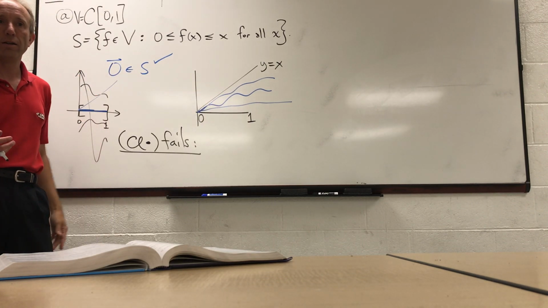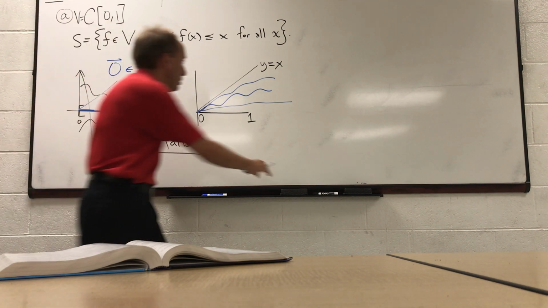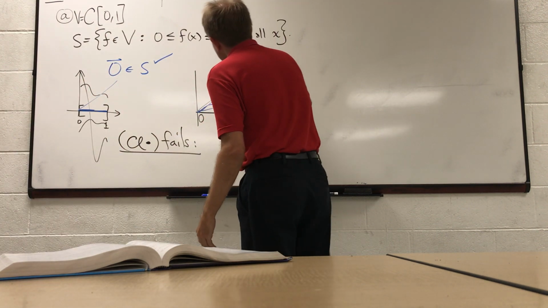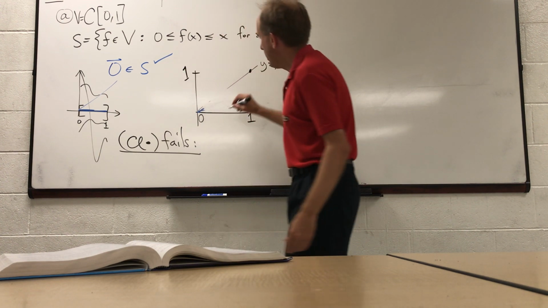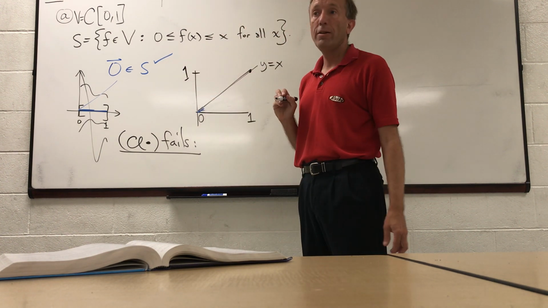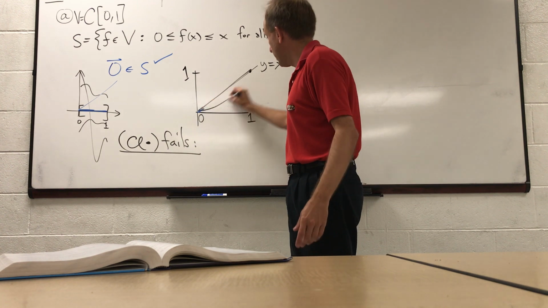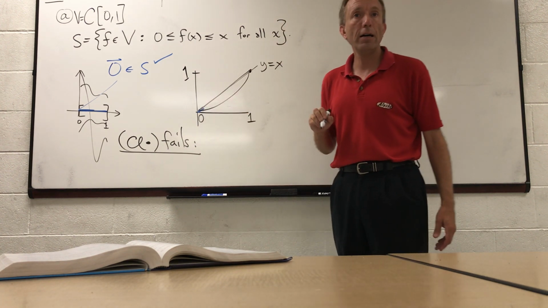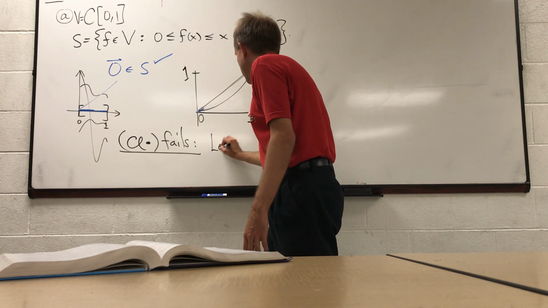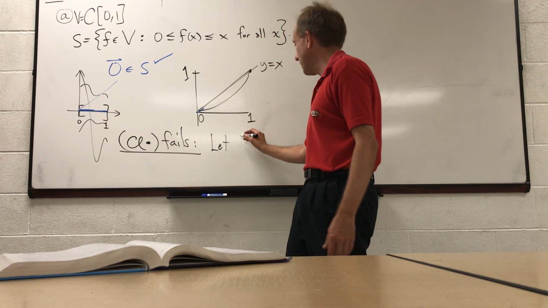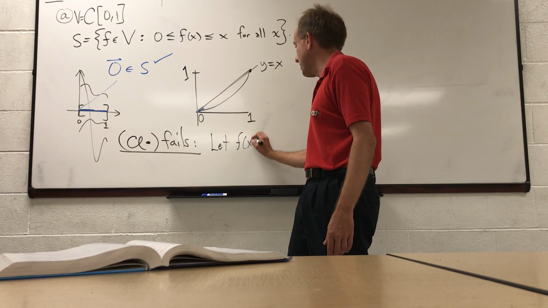X squared. Are you going to just do y equals x? We could actually just do y equals x. So this goes up to 1, 1 right here, by the way. We could just do the line y equals x itself, or we could do y equals x squared, which would be like that. Or there's other things you could choose as well. So let me just take the example y equals x. So let's let f of x equal x.